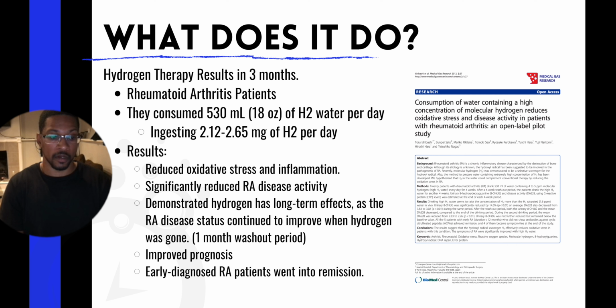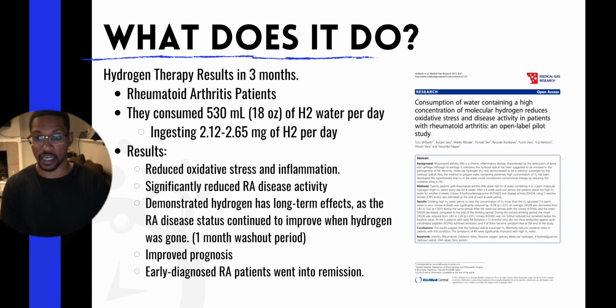And so there was a 1-month washout period. Basically this is how it worked. They drank hydrogen-rich water every day for 1 month. Then they consumed regular water for 1 month. And then they consumed hydrogen water again for another month. And then they did their evaluation and analysis.